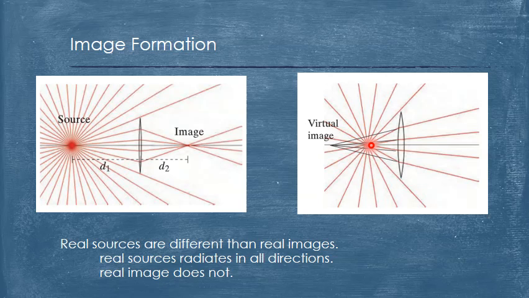The light rays should travel from the source towards the lens, through the lens. Since the light rays do not converge there, this image is called virtual. There is a difference between an image, a real image, and a real source. If you look at the real source, the light rays are coming out in 360 degrees. And an image, they're not radiated 360 degrees, they're only radiated in one particular direction, the direction away from the lens.